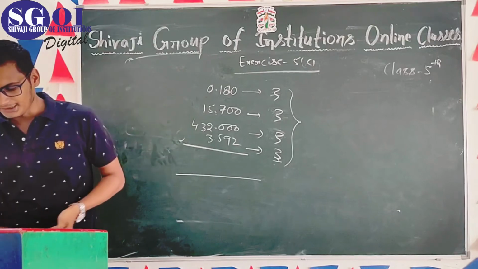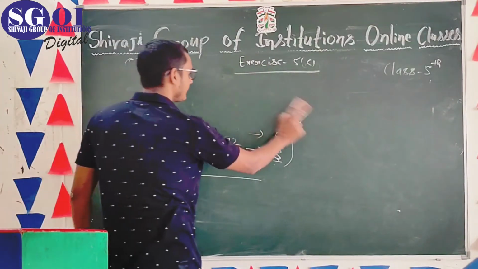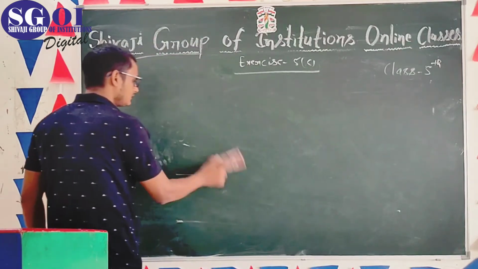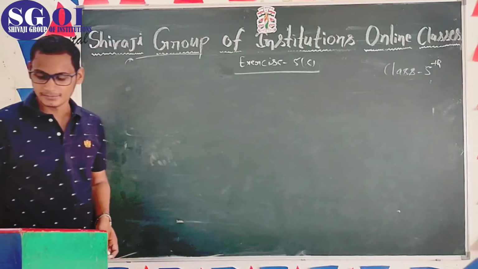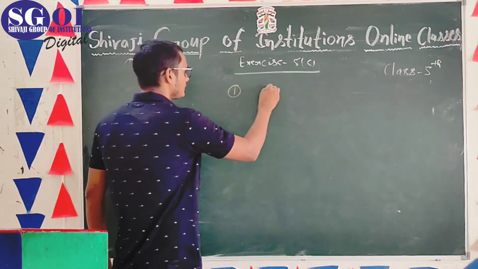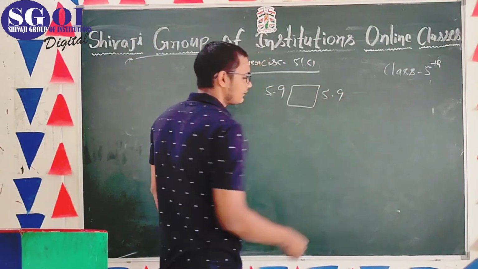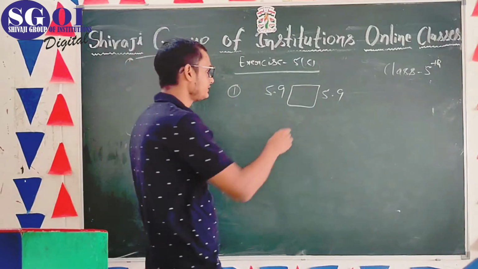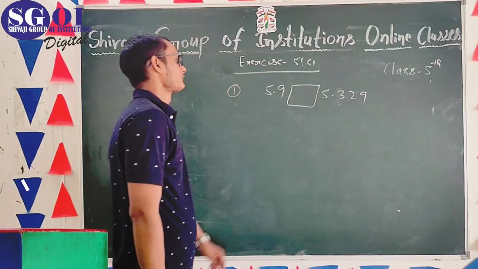Part D. Insert greater or smaller in the brackets. It means we have to find which decimal is greater or smaller. Number 1: 5.9 and 5.329.